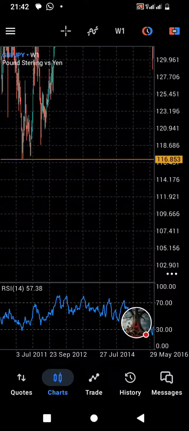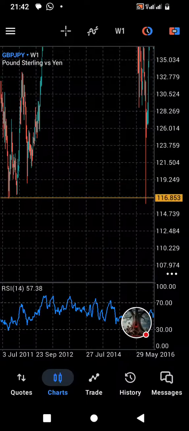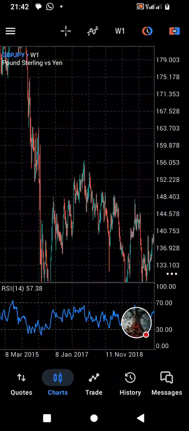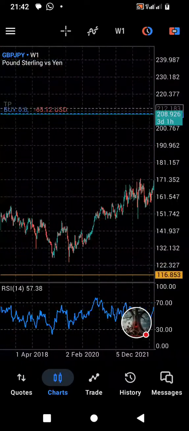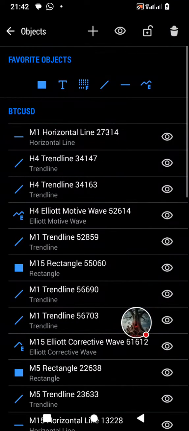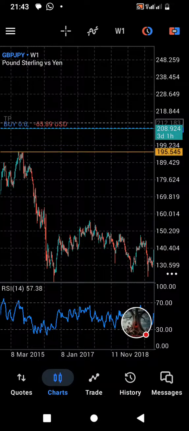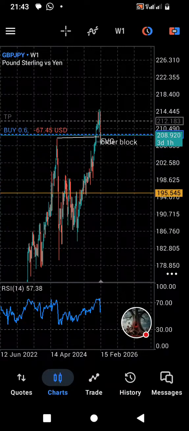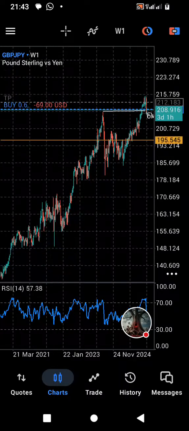In the weekly time frame, there is a support here on this gold line. So from there was a very strong rise, which broke this structure here, broke this structure here, broke this structure. You can see that. Now, after breaking this structure on a weekly time frame, this is a very big time frame.